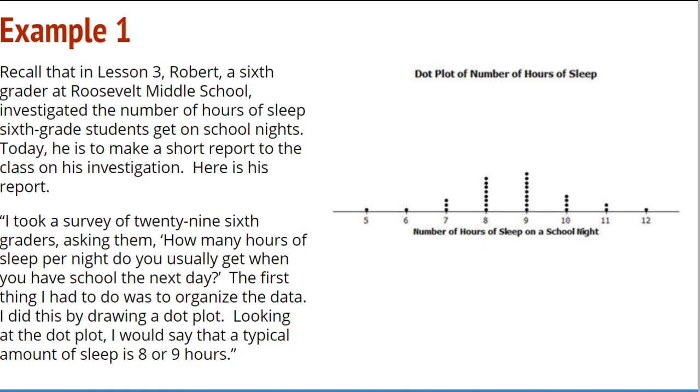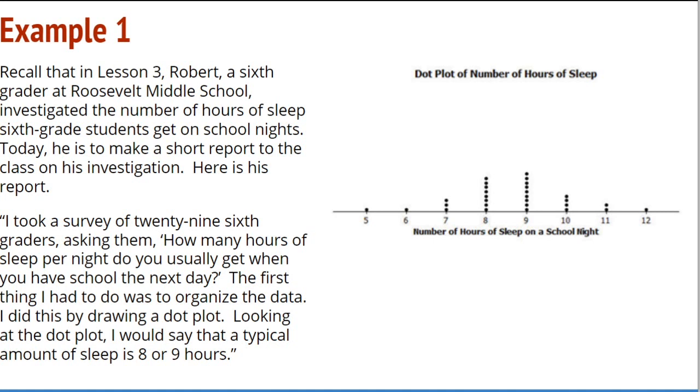So if you'll remember back in lesson 3, Robert was a 6th grader at Roosevelt Middle School, and he investigated the number of hours of sleep 6th grade students get on school nights. Today he's making a short report to the class on his investigation. And here's his report. He says, I took a survey of 29 6th graders asking them how many hours of sleep per night do you usually get when you have school the next day. The first thing I had to do was organize the data. I did this by drawing a dot plot. Looking at the dot plot, I would say that a typical amount of sleep is 8 or 9 hours.